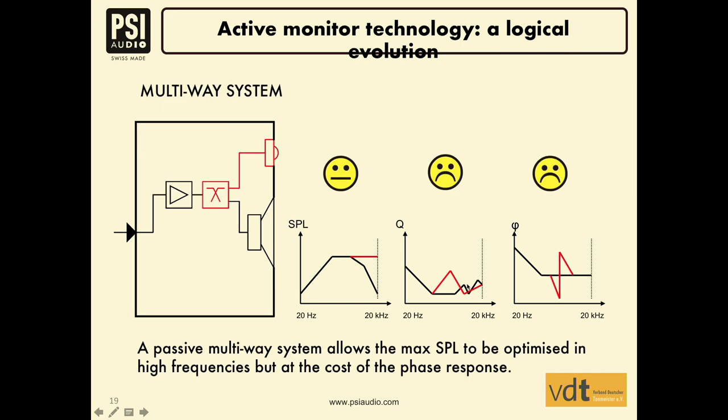Instead of having one driver, we can have another driver here. So we'll send the high frequencies to a small driver that's very, very good at reproducing the higher frequencies, and we'll keep the bigger driver for the lower frequencies. Of course, you need a filter here that's going to add distortion in the crossover region, and it's going to bring phase rotation. So this is not ideal at all either. But it does allow you to go higher in frequencies.